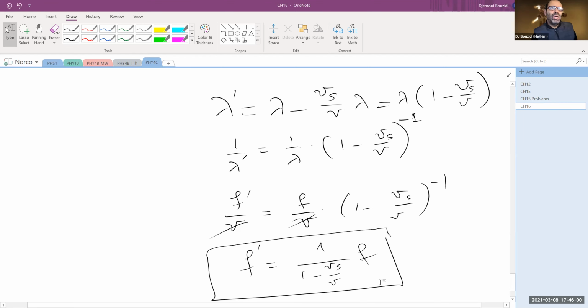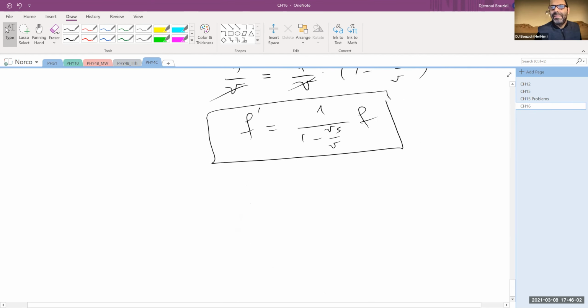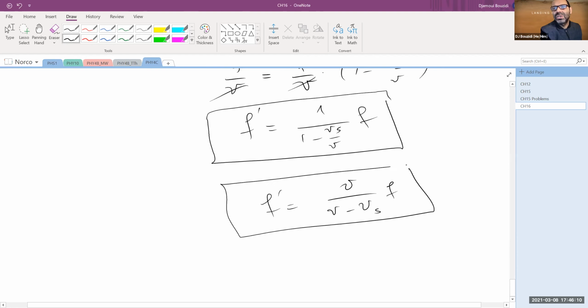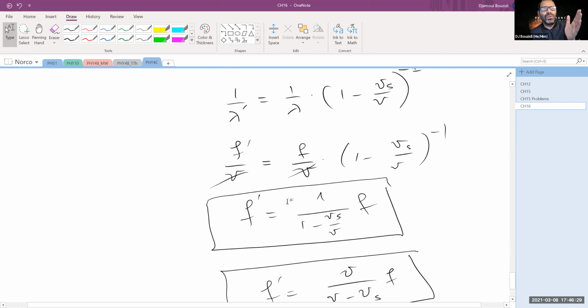In other words, we write it sometimes as v over v minus Vs times f. All I have done in this case is multiply by v both numerator and denominator, which gives me the same expression. So the denominator is clearly less than the numerator. So in this case, the frequency f prime is going to appear higher than f. So the pitch is toward higher frequencies because the source is moving toward the observer.